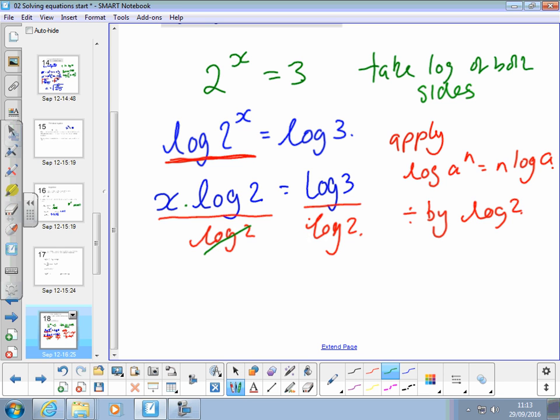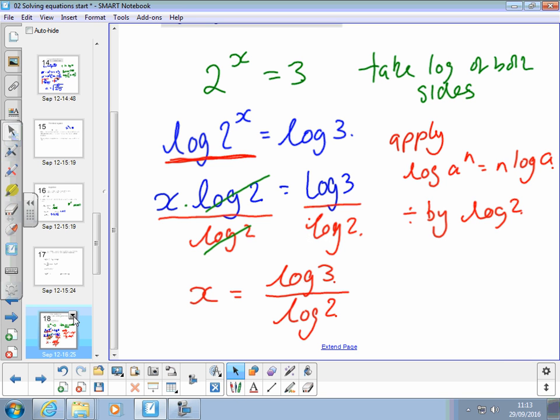Effectively, those two cancel each other out because they're just numbers. We're left with x is equal to the log of 3 divided by the log of 2. Log and log don't cancel out to leave 2 over 3. And then you can plug that in your calculator and get the answer to the correct 4 significant figures that are asked for in the question, which is, and I suggest you use your fraction button. What is it?